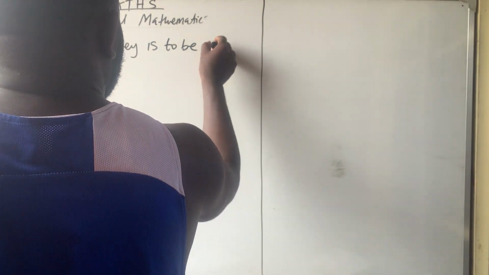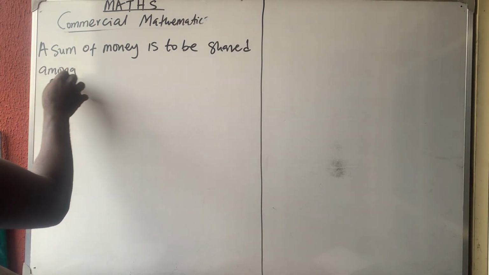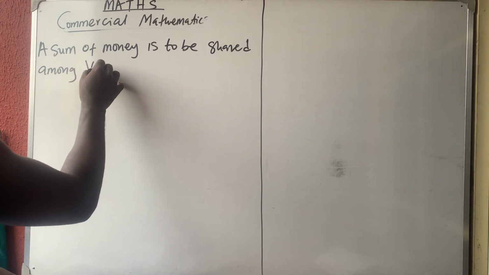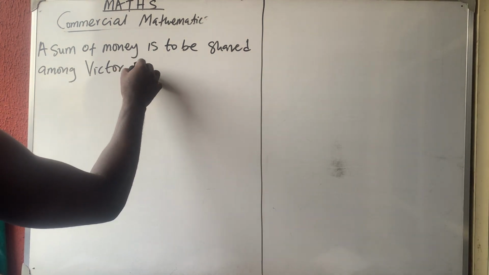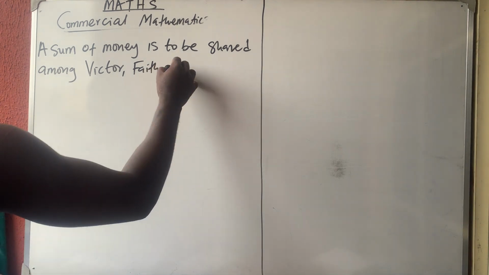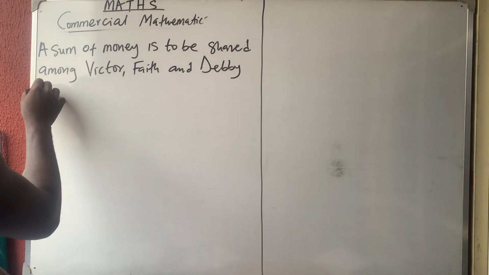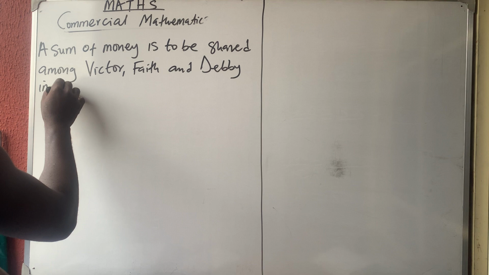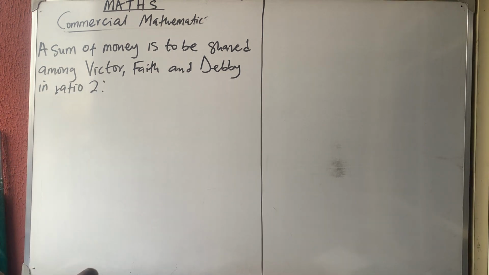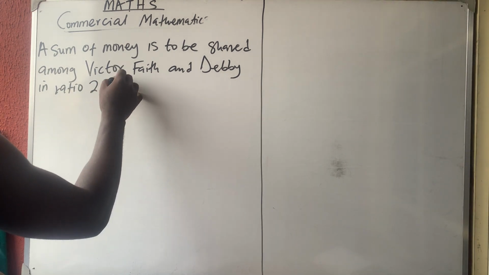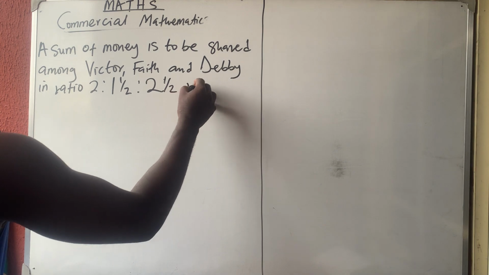A sum of money is to be shared among three people in the ratio 2 is to 1 whole number 1 over 2 is to 2 whole number 1 over 2, respectively.